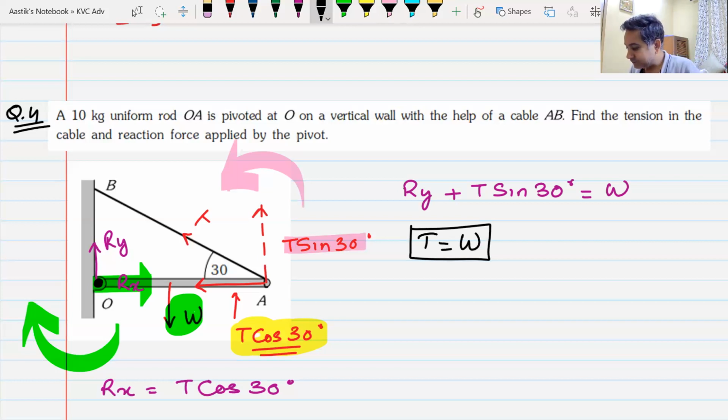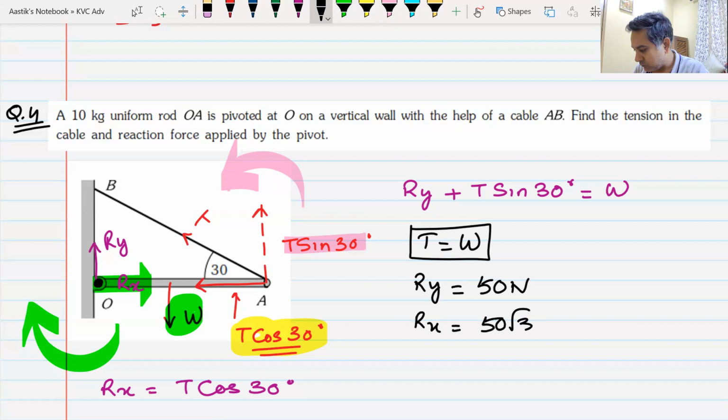Yes, sir. So your reaction's Y component. What is your reaction's Y component? 25, sir. 25. How is it 25? No, sir. Reaction's Y component will be coming as 50 newtons, yes or no? Huh? 50.